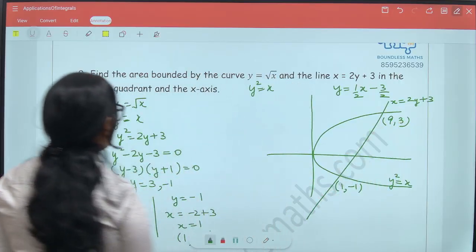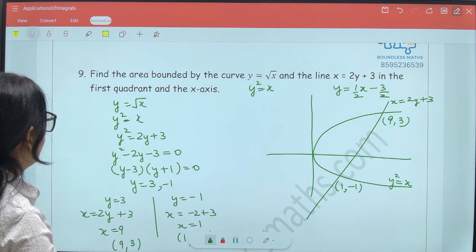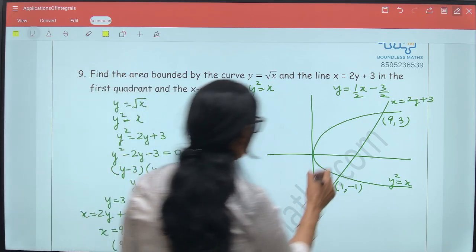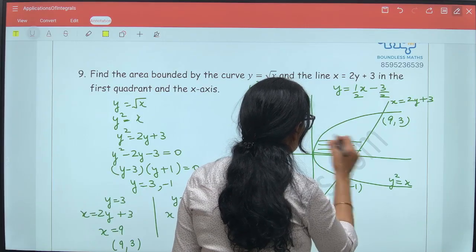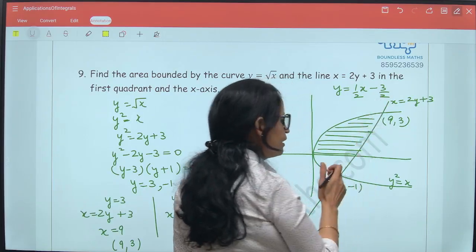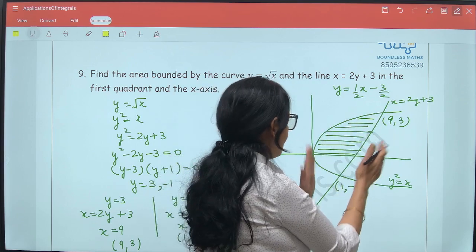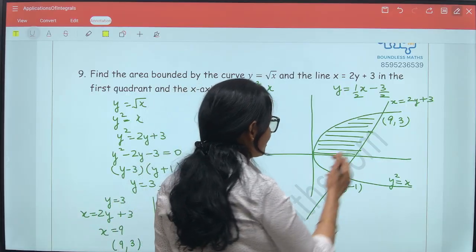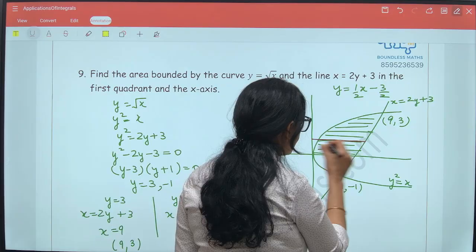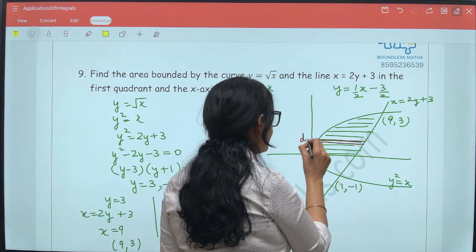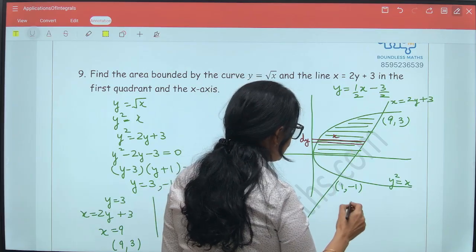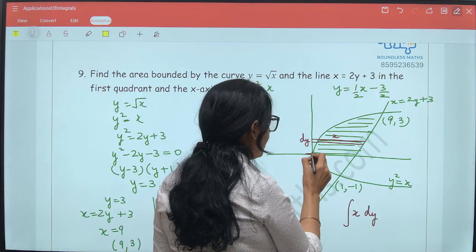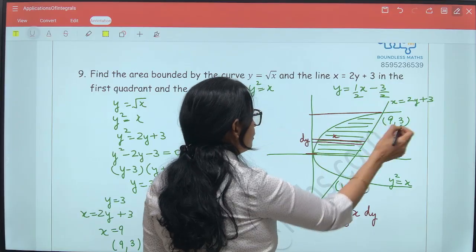Now what is the required area? Area bounded by this and the line in the first quadrant. So that means we need to find only this area in the first quadrant. Not the entire area, but it is only this much area. So how do you figure out what function to be integrated with respect to what axis? You need to use this marginal area and try to understand. This is dy and this is x. So that means you need to use integral of x dy where the limits for y are y is 0 and what is the value of y here? y is 3 here.